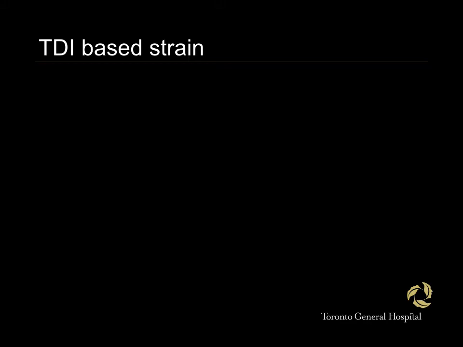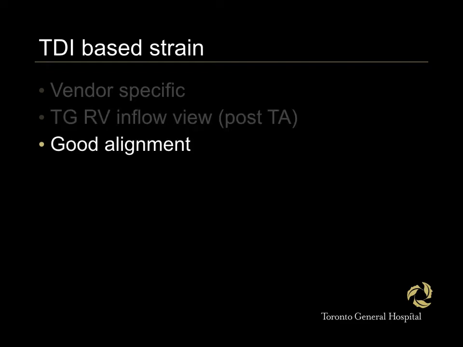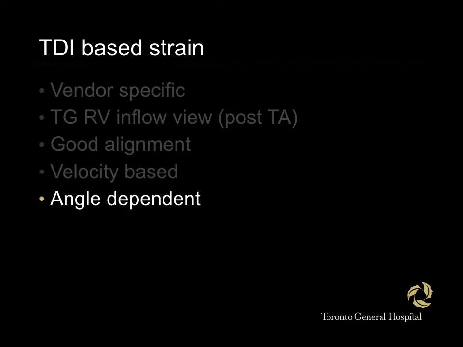Now, tissue Doppler strain obviously has problems because it's only available on certain machines. You can only measure it with TEE, with the RV inflow view from the transgastric, and as we saw before, what you're looking at is not a true free wall or lateral wall, but the posterior wall of the right ventricle. You need a good alignment because it's velocity based and angle dependent, since it's based on Doppler. And you only measure single points at a time.